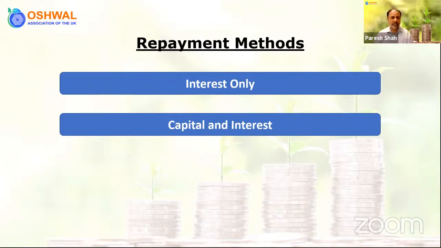At least on capital and interest, you are paying off the mortgage on a monthly basis, and in a period of time, usually 25 years, the mortgage will be repaid and you owe the lender nothing. The term of the mortgages does change. Now for younger people, you can go up to 35 years as a term of mortgage, making it a bit more affordable for people.